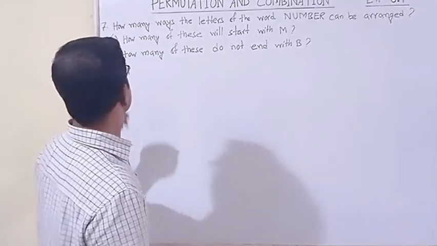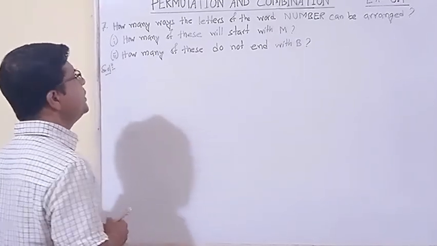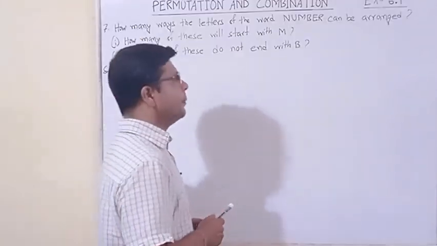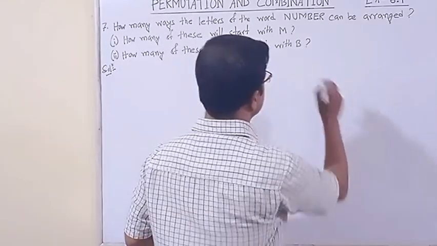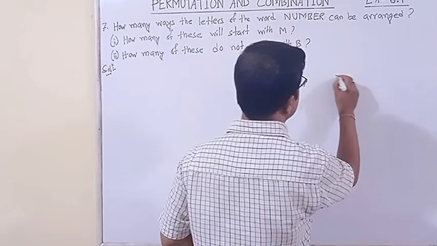Alright, my beloved students, we have taken the last question of this exercise 6.1. Let us read the question. How many ways can the letters of the word NUMBER be arranged? Okay, how many places are there? 1, 2, 3, 4, 5, 6.